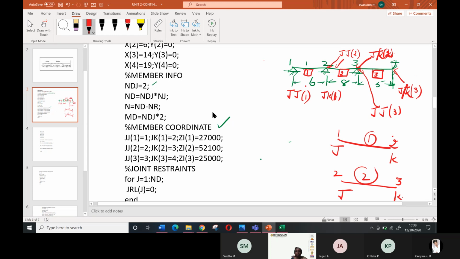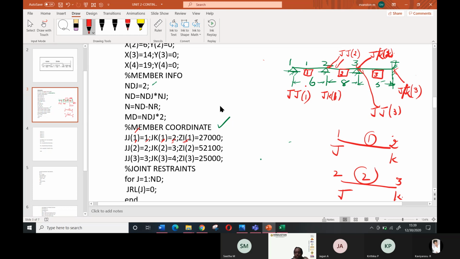JJ of 1 is connected with the first member. This is the member. The member is connected with the first joint. The other end of the member is connected with the second joint. Here I am mentioning the moment of inertia. Moment of inertia of the first member.